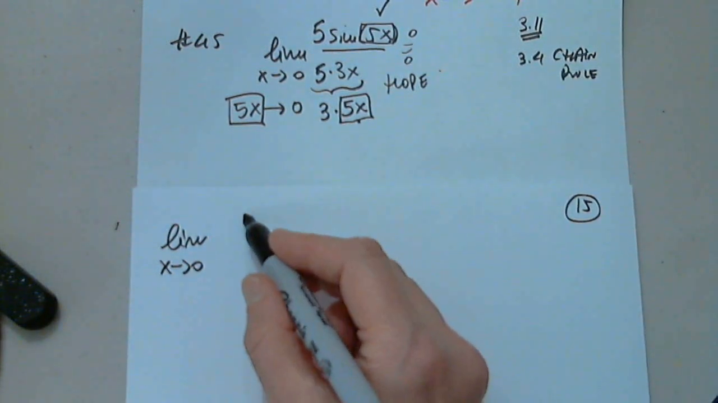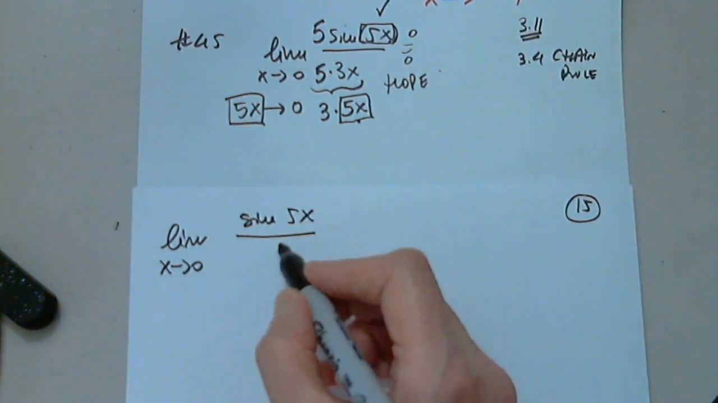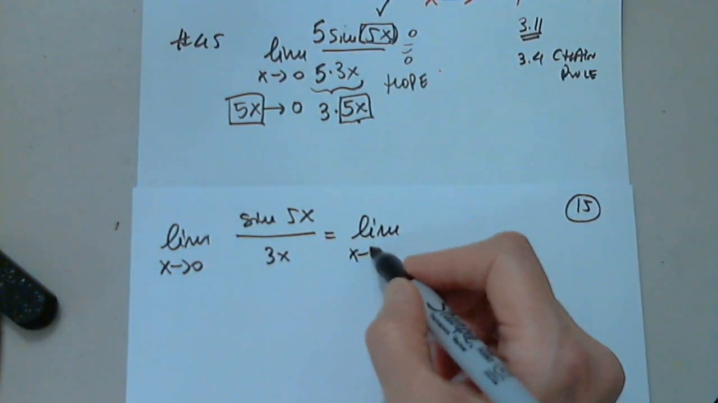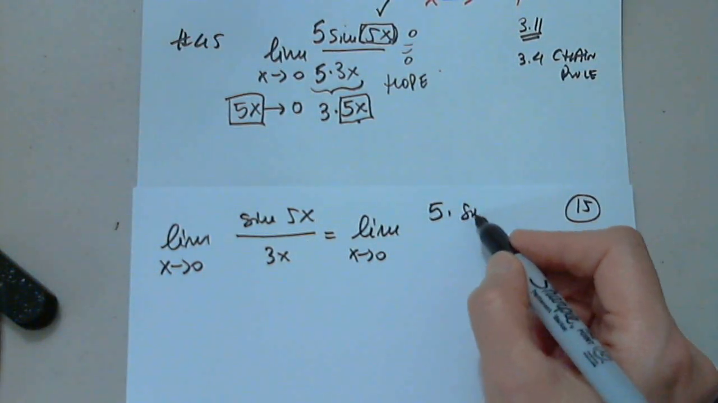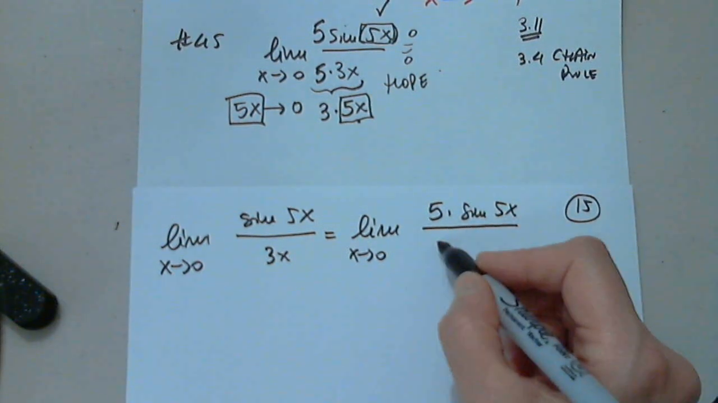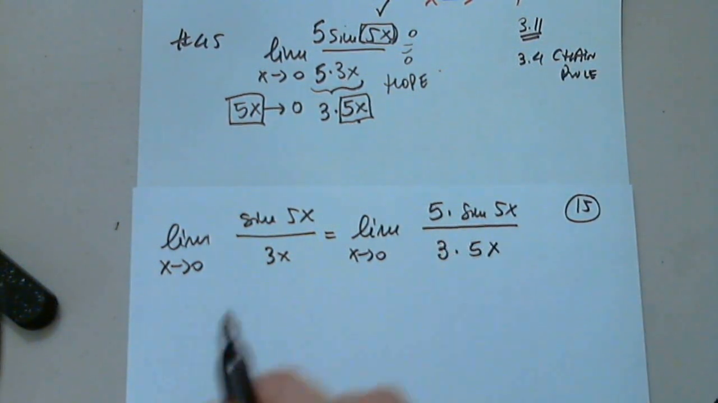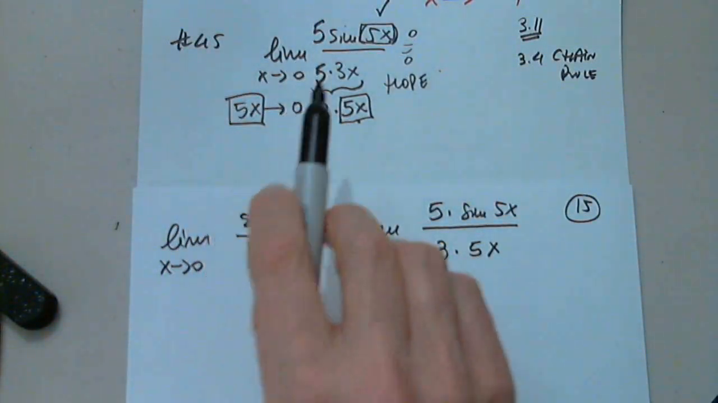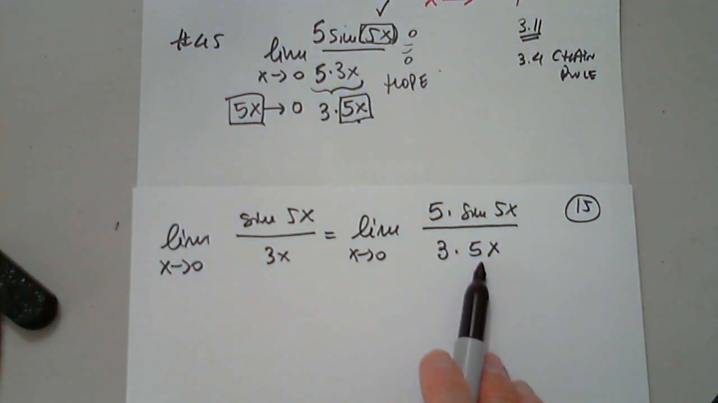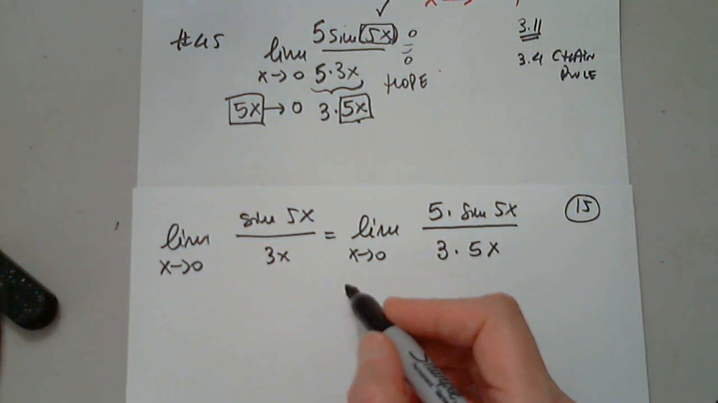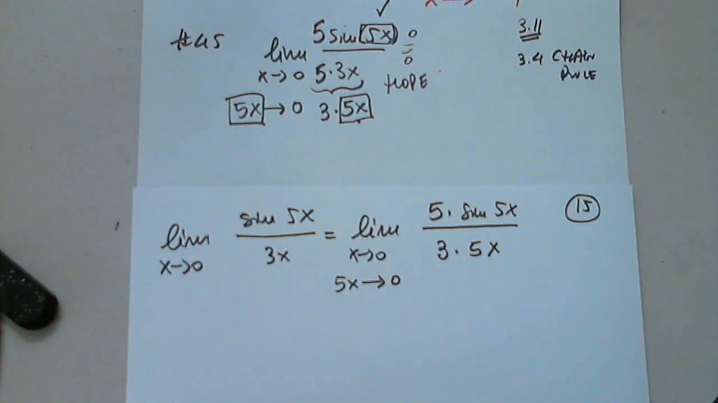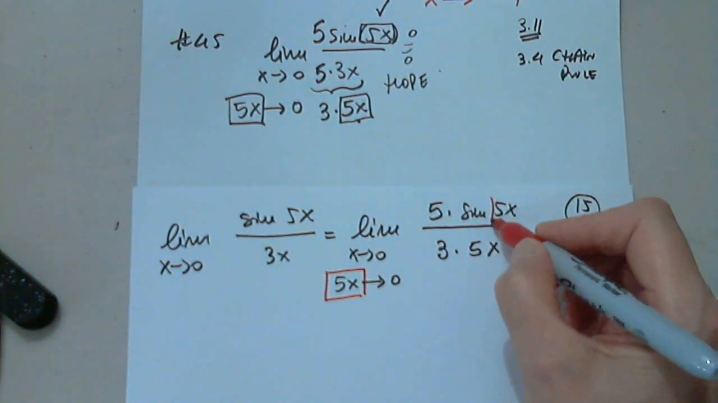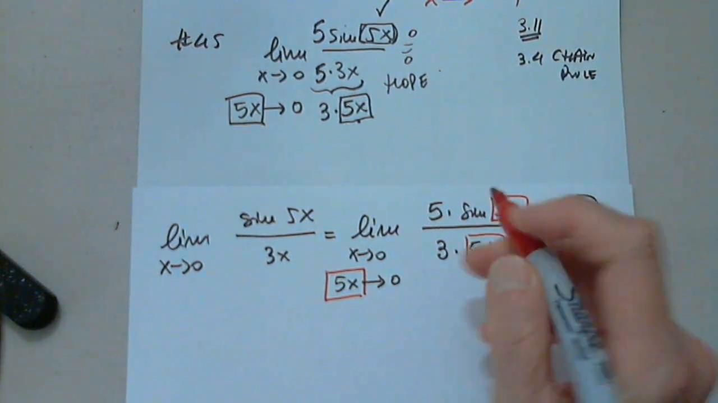So x approaches 0, sine 5x over 3x. And I will rearrange it as limit as x approaches 0, 5 times sine 5x over 3 times 5x. I multiplied the top and the bottom by 5. That's what I did. And I swapped these two. I put 3 in front and 5 following. Now, I have the box, I have the box, and I have the box.